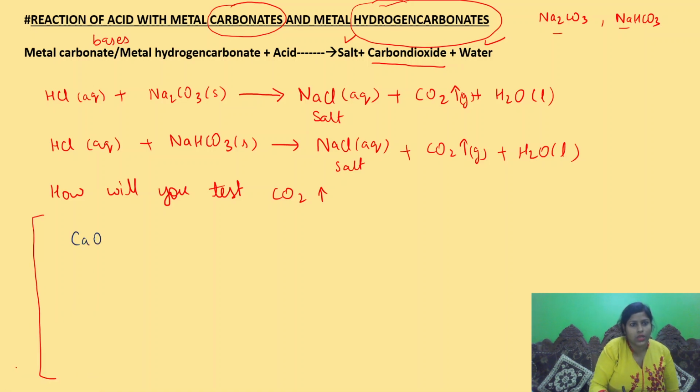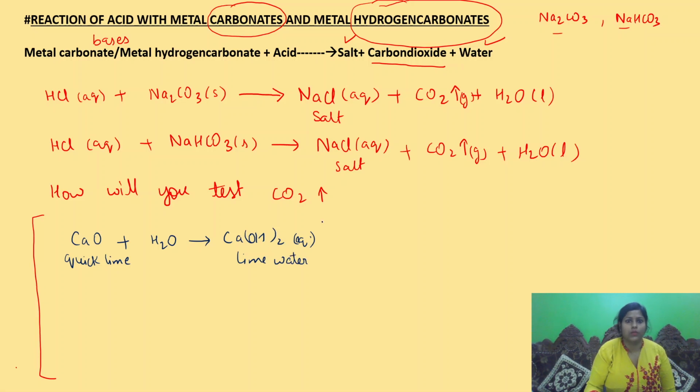Suppose this is calcium oxide. This is what? Quick lime. इसे हम चूना भी कहते हैं. इसमें हमने क्या ऐड किया? वाटर. तो क्या मिलता है हमें? Ca(OH)2. This is aqueous. This is lime water, right?